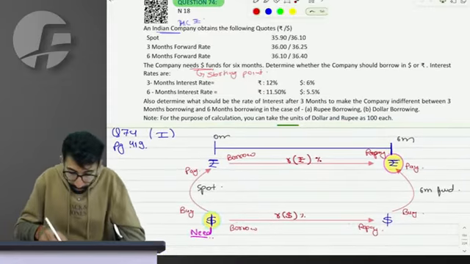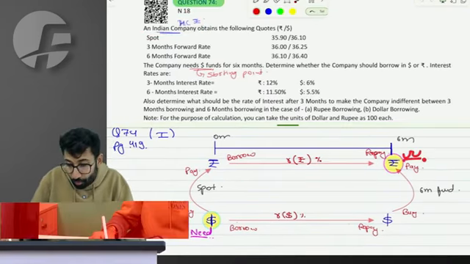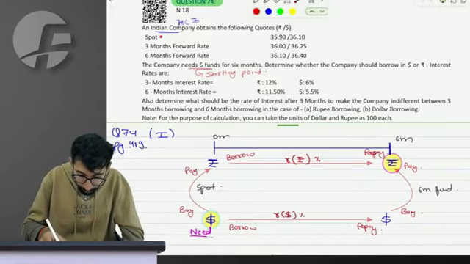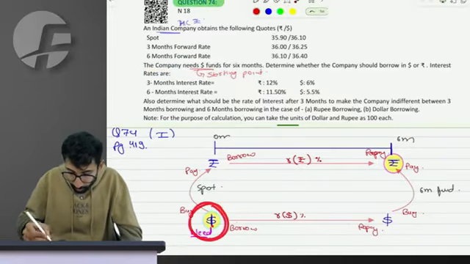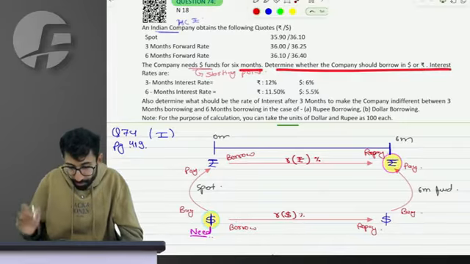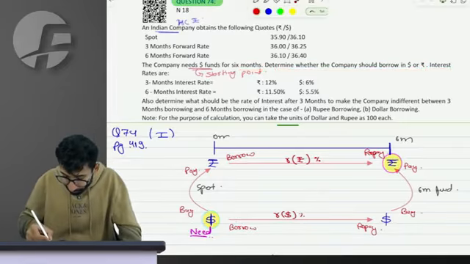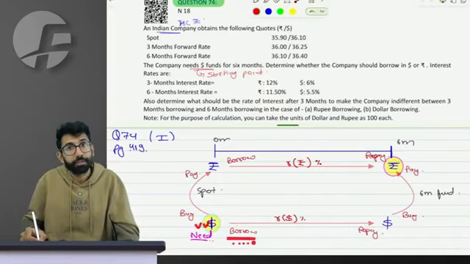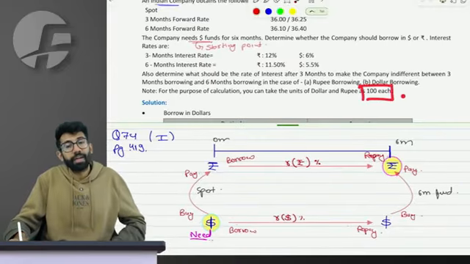Right. Sir, an Indian company, which means my home currency is rupee, which means my final outflow or inflow ultimately should be in rupee, obtains the following quote. Spot, 3 month, 6 month forward rate. The company needs dollar funds. Sir, I am an Indian company, despite that what I need is dollar for 6 months. Two choices available. Borrow in dollar or rupee. If I need a dollar, then option 1, I can borrow in dollar. Sir, how many dollars? So they say whatever you do, take 100 as the amount.